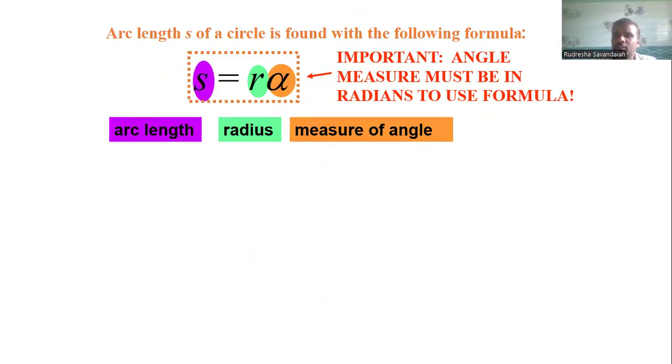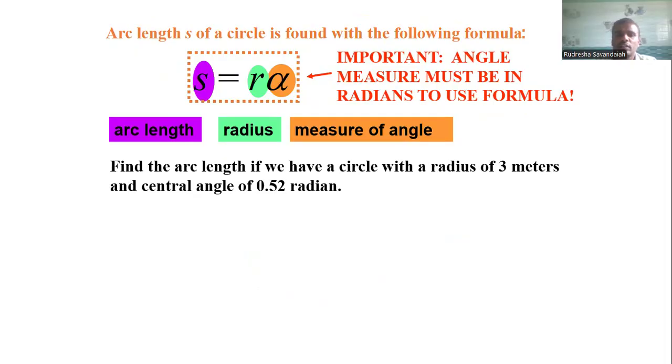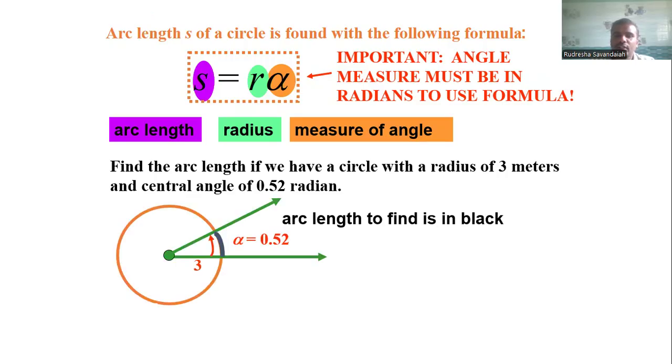Important: the angle measure must be in radians to use the formula. Find the arc length if we have a circle with a radius of 3 meters and a central angle of 0.52 radian. This is very, very important for the arc length. Here alpha equals 0.52, and we need to find the arc length.